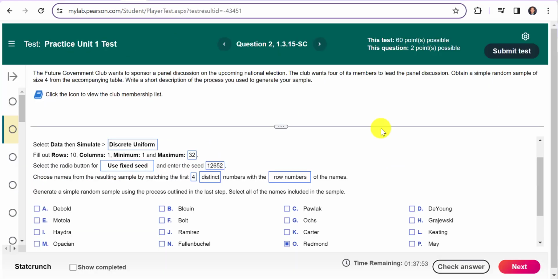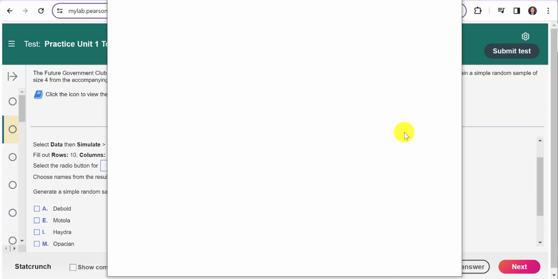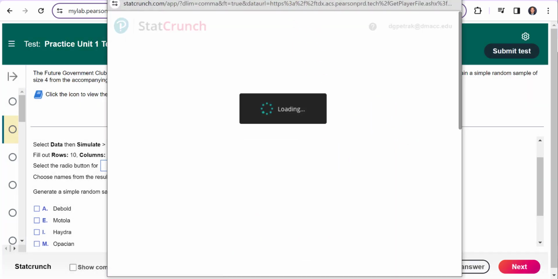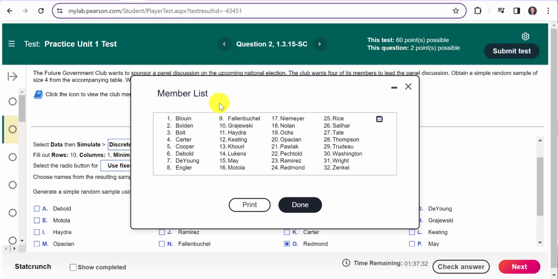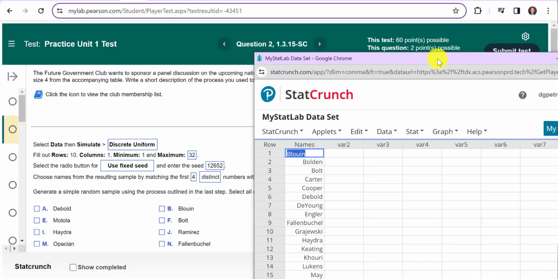All right. Here's a question that we had in our homework, and it's just trying to randomly select 4 out of a group of 32 names. If you click this names, you can load that in StatCrunch, but there's not a huge need. We can open StatCrunch since we're using StatCrunch. It'll put them in a list, and we just have to figure out how to randomly select those. Now, according to this methodology, it's going to want us to go Data, Simulate, Discrete Uniform, 10 rows, 1 column, min and max. I'm just going to pull that up. So I'm just going to put this at half.